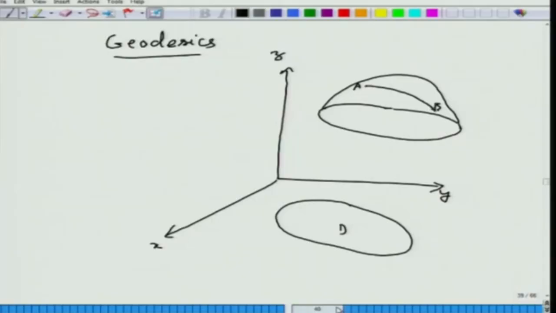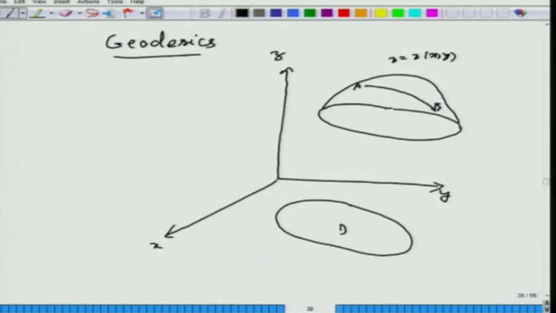Now, this can be described geometrically like this. You have a domain D in the xy plane, and this is the surface. This is described like this, z as a function of x y. So, here there are two points given, A and B, and a curve joining these two points A and B lying on this surface. Now, we want to find that curve on this surface joining these two points, which will have minimum length. So, that is what will be called a geodesic on this surface given by z equal to z of x y.